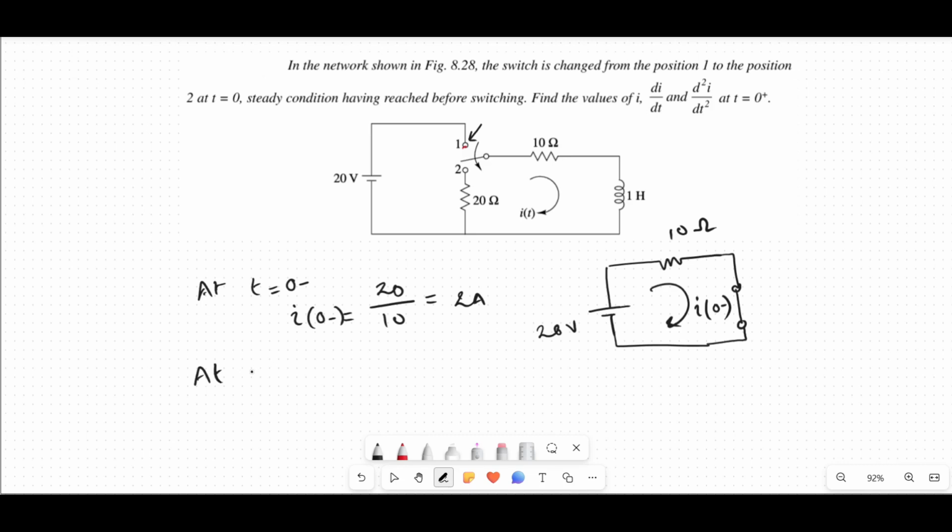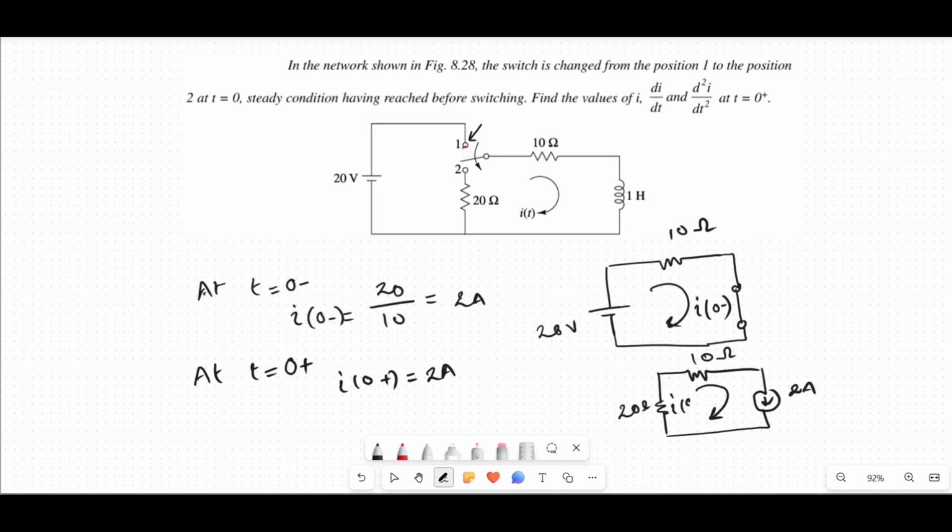Now let's see what will happen when we change the position of the switch. At t equals 0 plus, the circuit will contain the 20 ohm resistor, the 10 ohm resistor, and in place of the inductor, we will place a current source. The value is 2 ampere, right? So I0 plus will be 2 ampere, since 2 ampere current is flowing through the circuit.